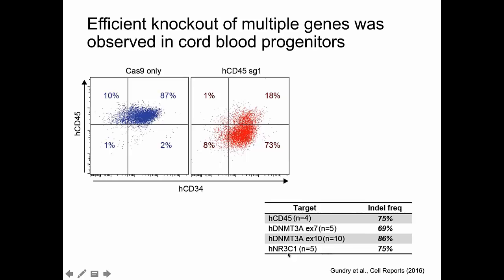We tried a number of different targets. Again, our lab's interested in DNMT3A, and we got a number of different targets. I'm going to focus a little bit on this exon 10 later, but we saw really high rates of indel frequencies or disruption frequencies across all our targets, between 70 and 90%.